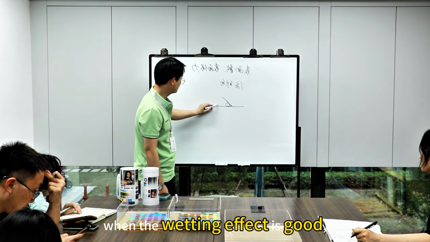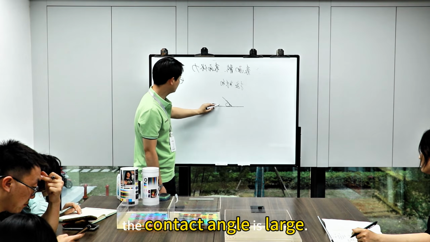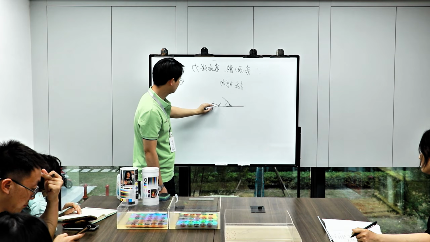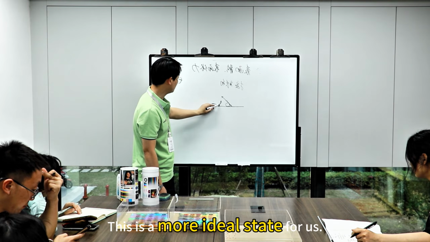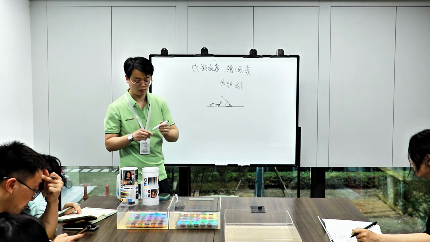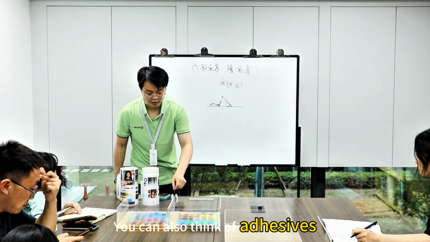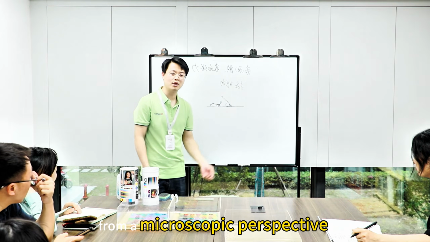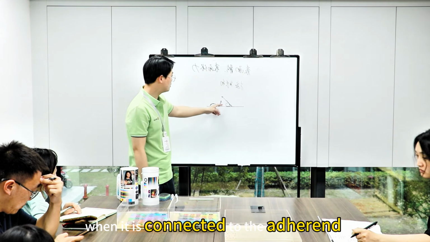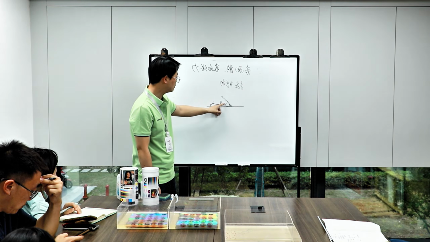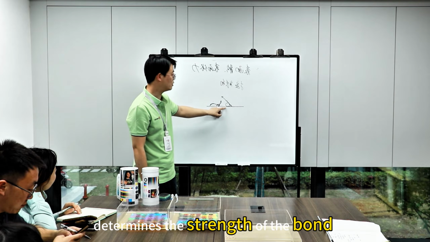Another case is when the wetting effect is good. This is the case. The contact angle is small. This is a more ideal state for us. It's the same with adhesives. You can also think of adhesives from a microscopic perspective. It actually has a certain amount of liquid state when it is connected to the adherent. Whether the wetting property is good or not determines the strength of the bond.